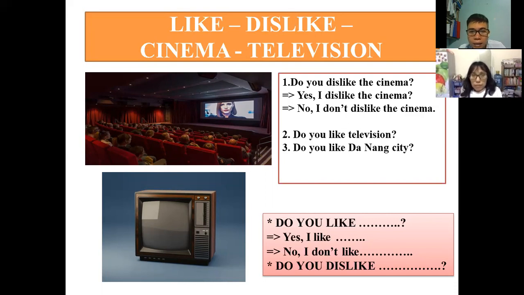Do you like television? Yeah, I like television. Do you watch television at home every day? No, I don't watch television at home every day because my room hasn't got a television. When you were a student, when you were 5 or 10 years old, did you watch television? Yes, when I was 10 years old, I liked watching television very much. What did you watch?